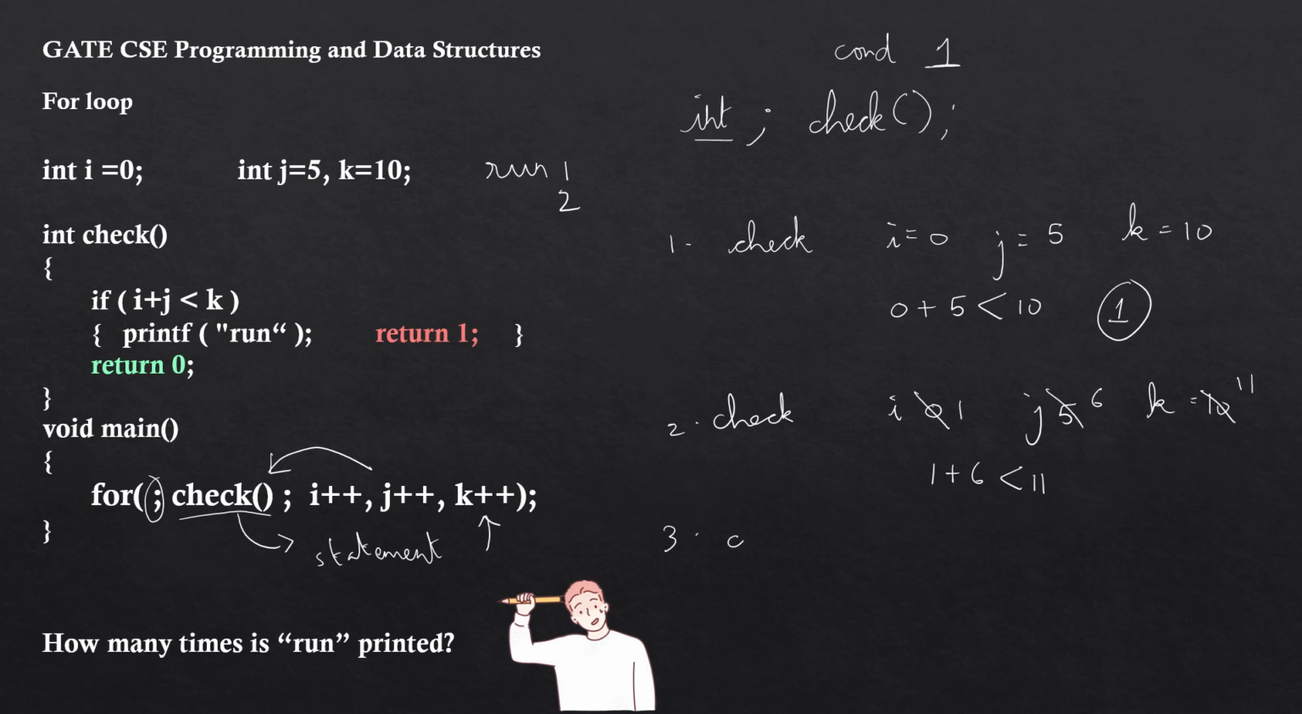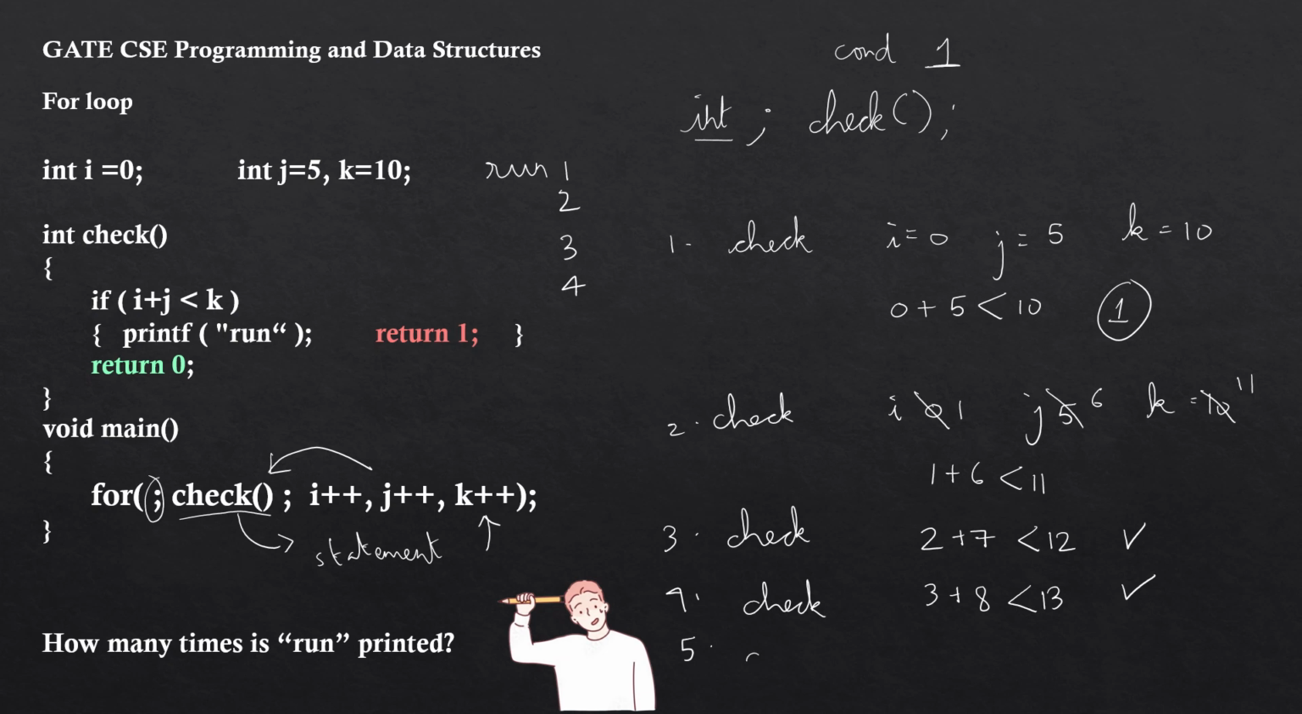Now again, check is going to be called. i is going to become 2, j is going to increment to 7, k is going to increment to 12, which is true. So run is going to be printed the third time. Now the fourth time check is going to be called. i is incremented to 3, j is incremented to 8, and k becomes 13. Again true. So run is printed a fourth time.